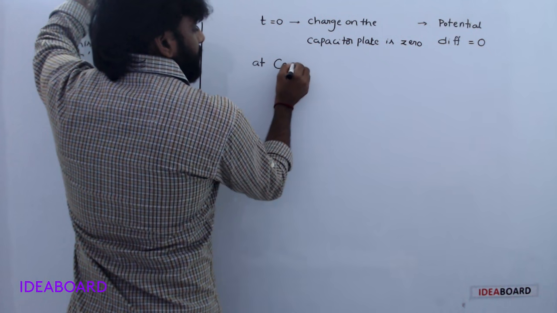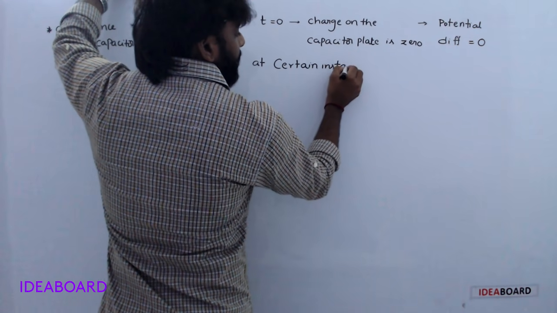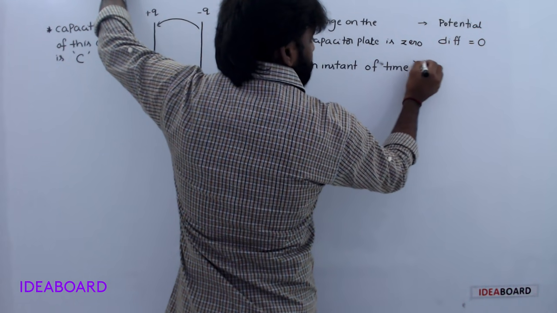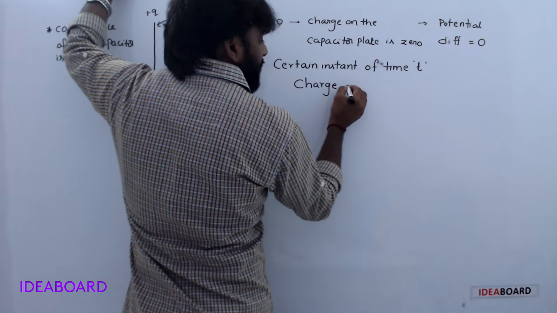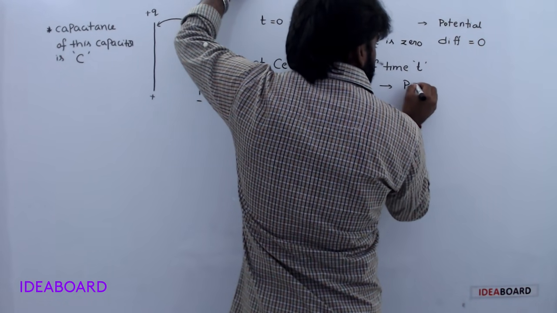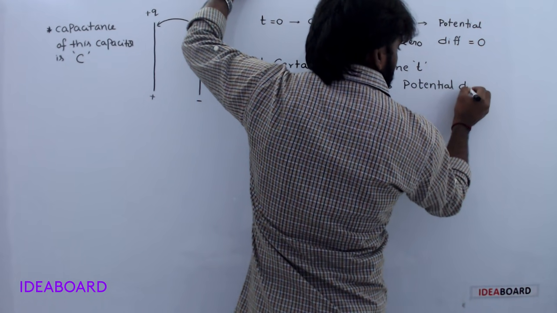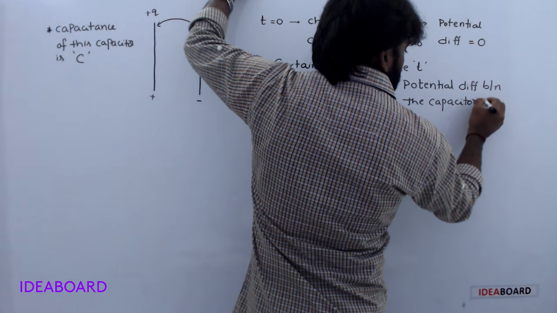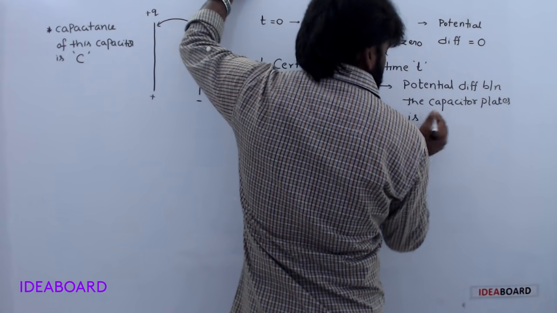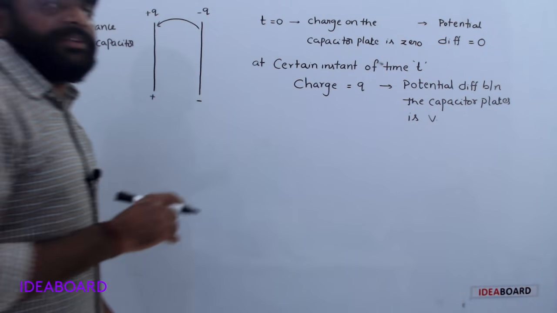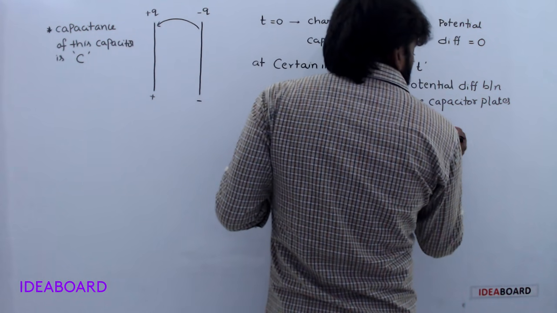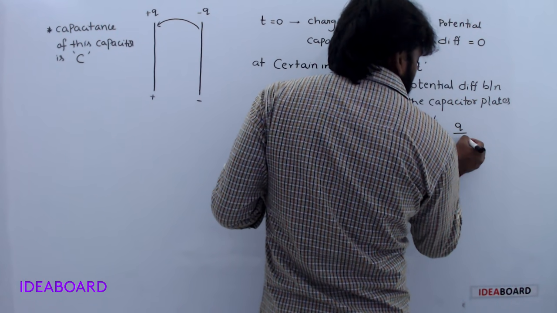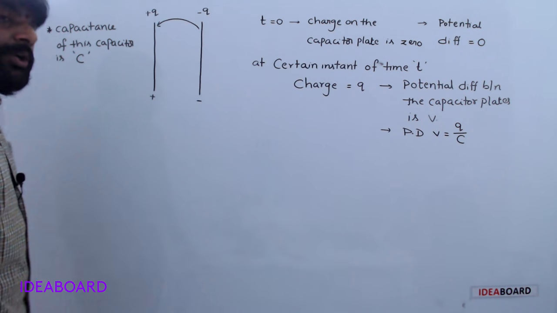At a certain instant of time t, the charge on the capacitor plates is equal to Q. The potential difference between the capacitor plates is V. Potential difference V is equal to the charge on the capacitor divided by its capacitance. You know that: V is equal to Q by C.